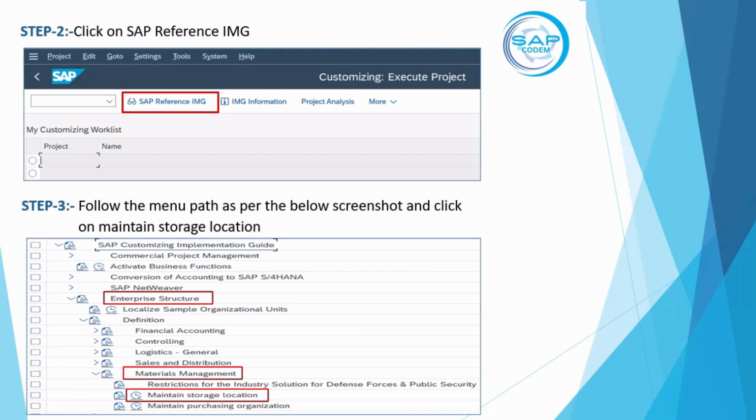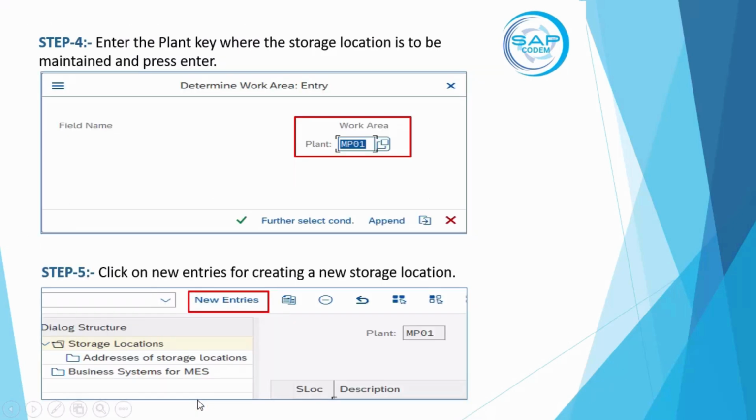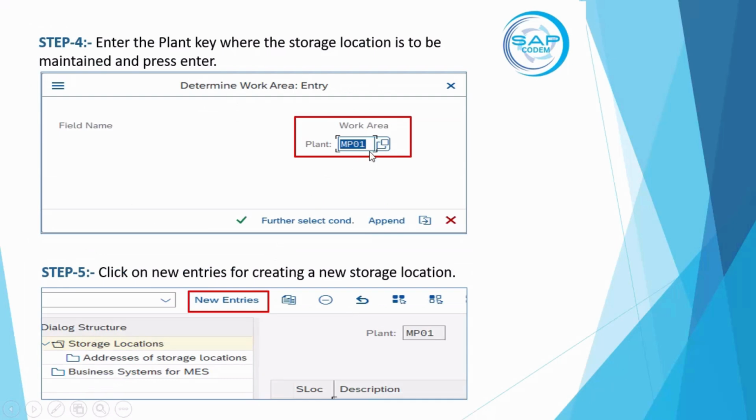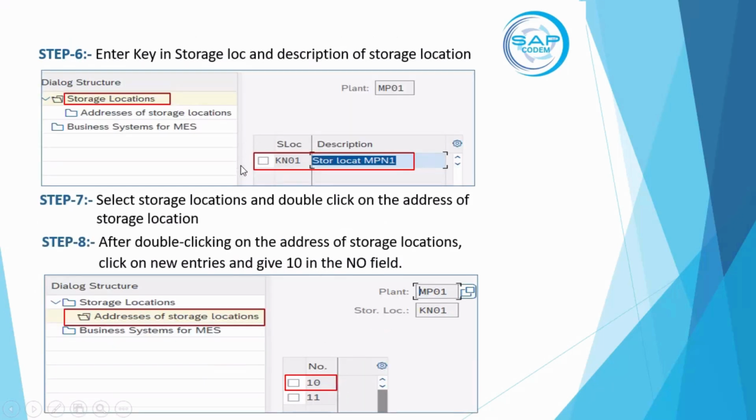standard. SAP reference guide, then go to the enterprise structure. In materials management, you will find maintain storage location. Now this storage location you're mapping to plant. Plant is the main element, and then storage location will be the elements under the plant. Click here first, maintain storage location. Then click here, MP01 plant 1. Click new entries. Then you will have the screen.